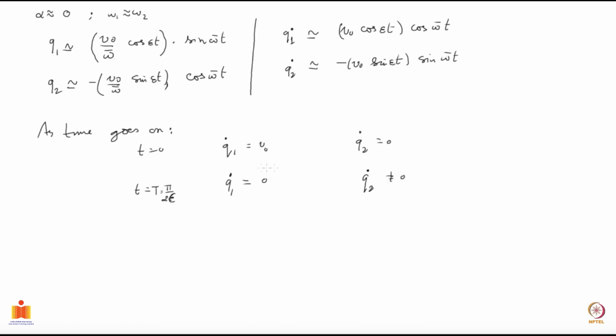So when you arrive at this time, the first pendulum has stopped and only the second pendulum is moving. And as time progresses, this will keep repeating. So after another time pi by 2 epsilon has passed again, the first one will start oscillating and the second one will be at rest. And this is what happens here. So what you see is that the kinetic energy is oscillating between the two pendulums, and this is what you call the phenomenon of beats.